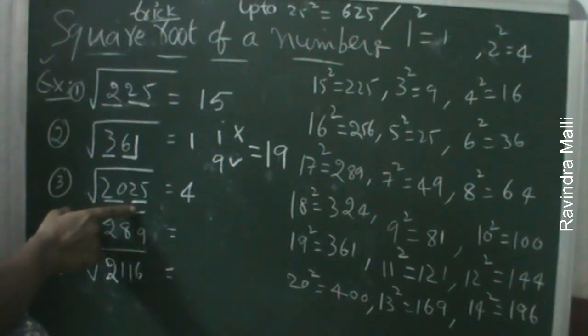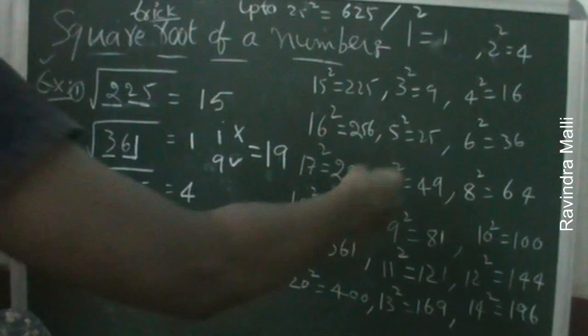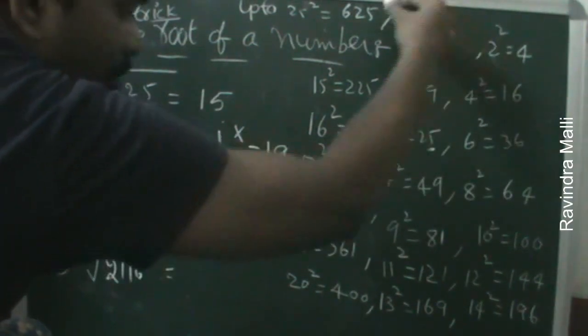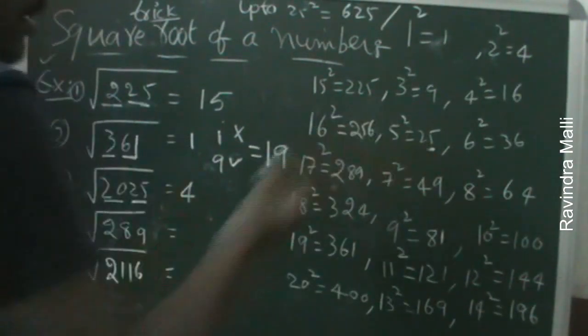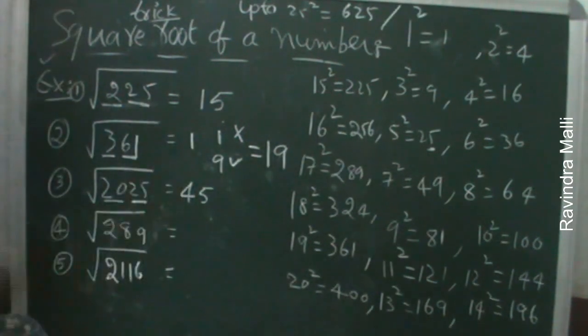And the first part is 25. Where does it equal 5? The last digit should be 5. From 1 square to 10 square, the last digit 5 comes from 5 square, which is 25. So this answer is 45.